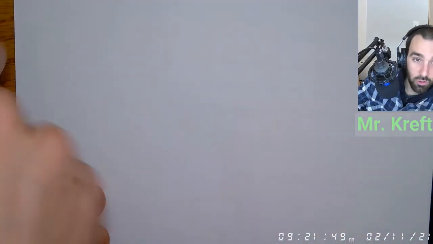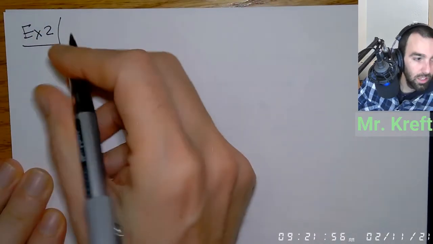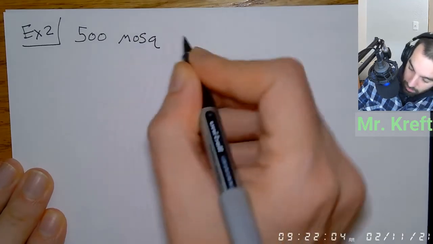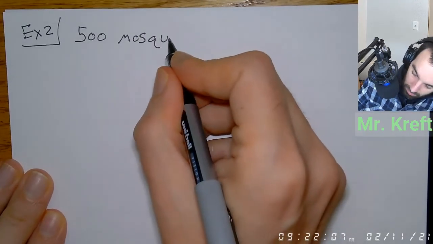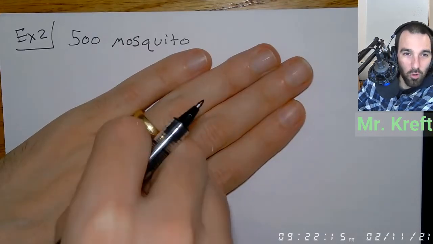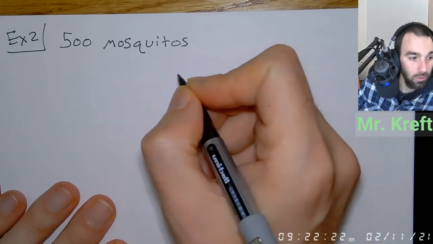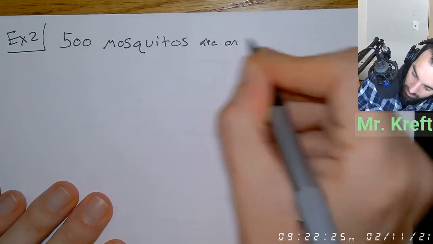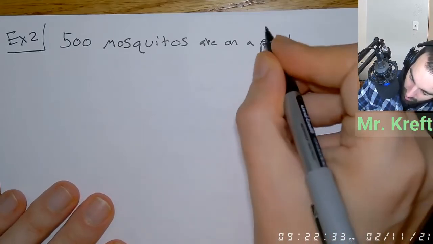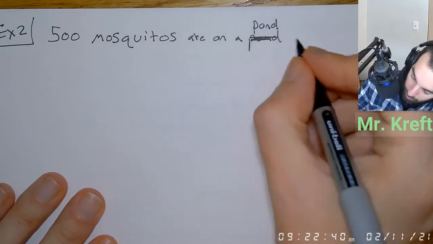Okay, so here's your next one. I'm going to write out a story problem. You can write this down. This is example number 2. We have 500 mosquitoes. Mosquitoes are the things that suck your blood out. They make that annoying sound, and then they land on your hand and suck your blood. So you have 500 mosquitoes on a pond. Oops, I put pound. I meant pond. A pond is just like a small lake. On April 1st.